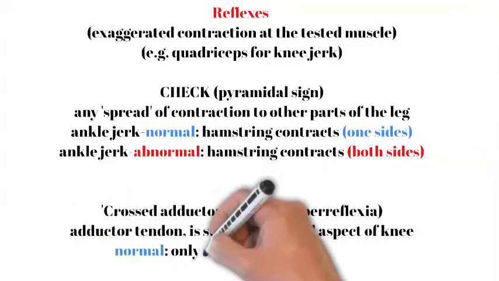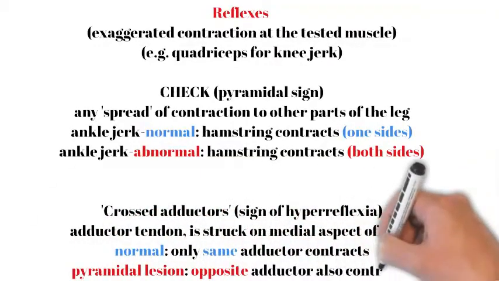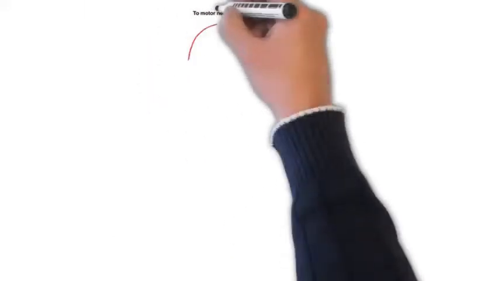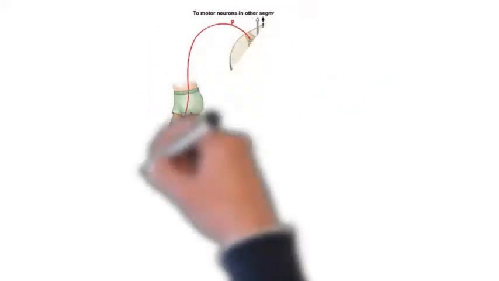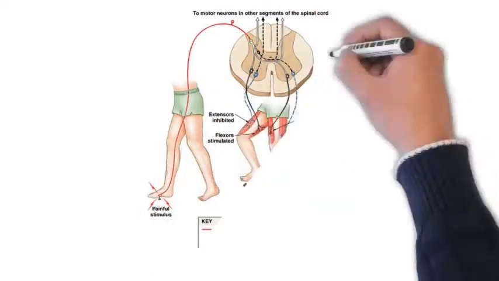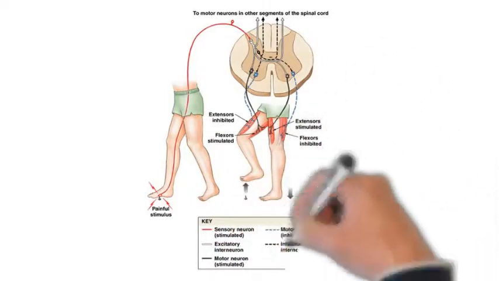Crossed adductors is also a useful sign of hyperreflexia. The adductor tendon is struck just above the medial aspect of the knee. It is normal if the same adductor contracts, but suggestive of a pyramidal lesion if the opposite adductor contracts as well, suggesting impaired descending inhibition.